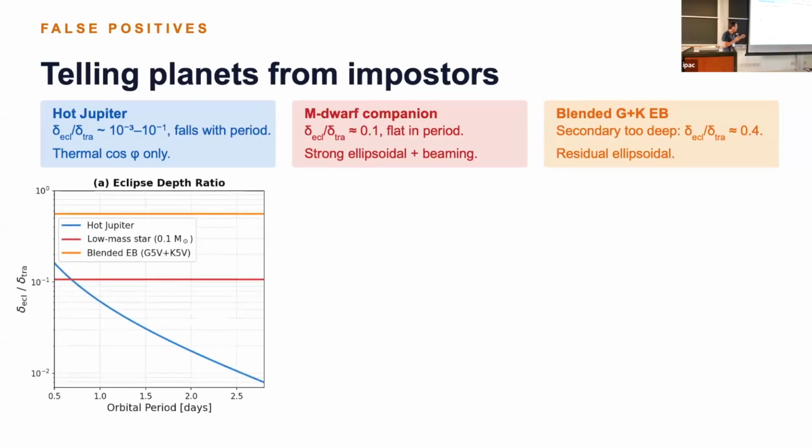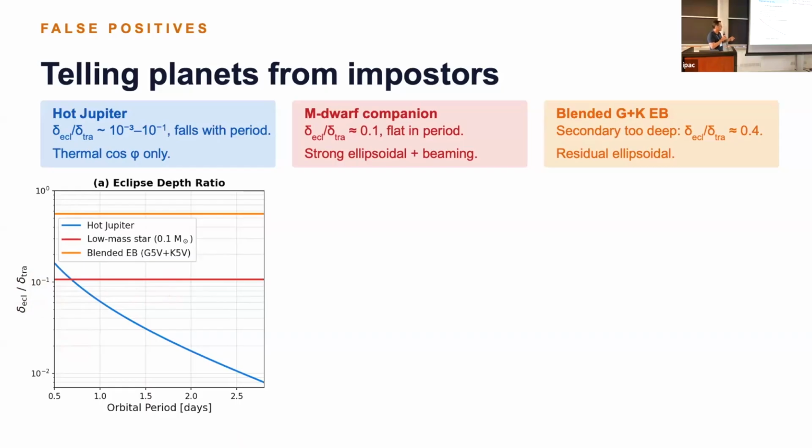So here is the ratio of the secondary eclipse to the transit depth. It's very difficult to control this thing, very challenging. Anyway, in log scale, as a function of orbital period, for a planet, the secondary eclipse depth will depend on the period. The transit does not depend on the period, by the way. But there is no such dependency for a stellar companion, meaning an M dwarf. And for a blended EB, the situation is even better.